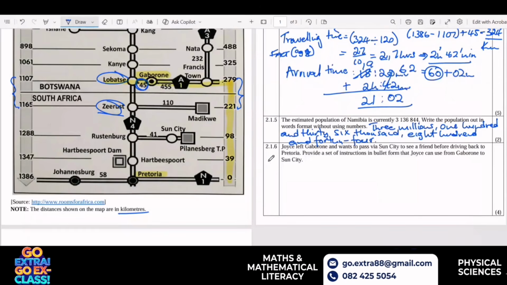Now, our last question now, 2.1.6. Joyce left Gaborone and wants to pass Sun City to see a friend before driving back to Pretoria. Remember they're going to Pretoria and they want to just see the place of interest. They just want to have some fun. And then they say, provide a set of instructions in bullet form that Joyce can use from Gaborone to Sun City. Yeah, provide a set of instructions.